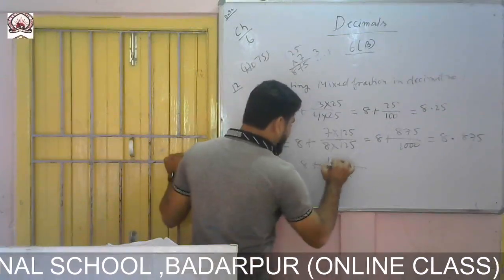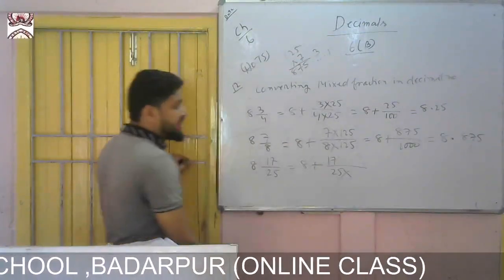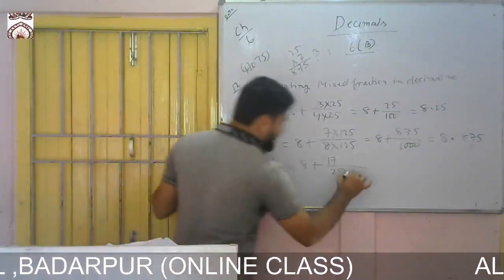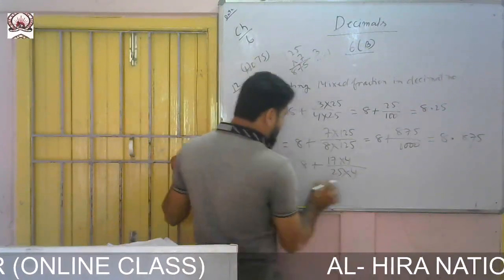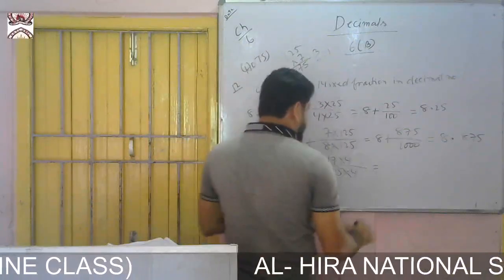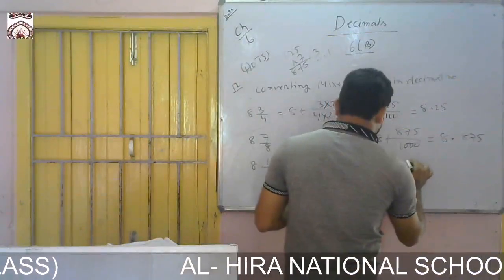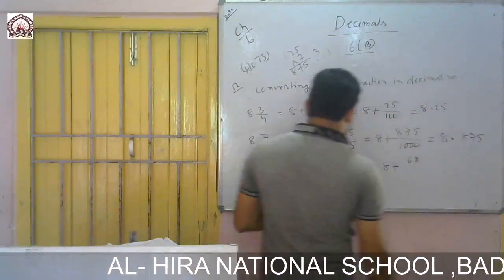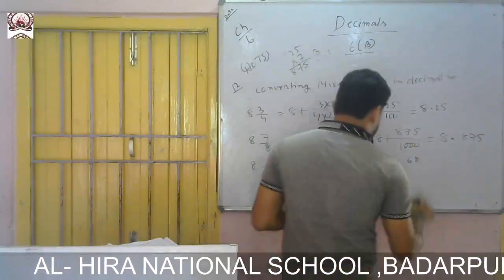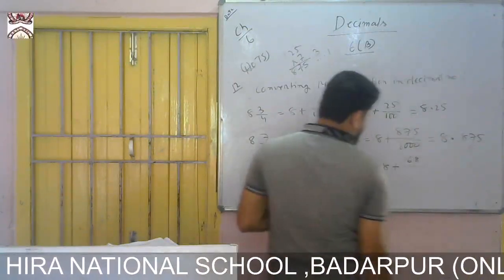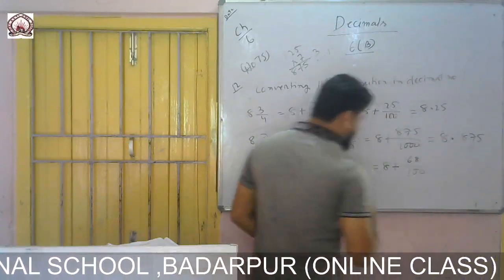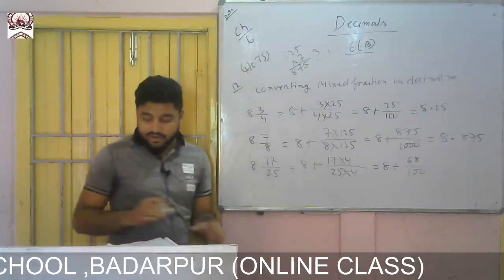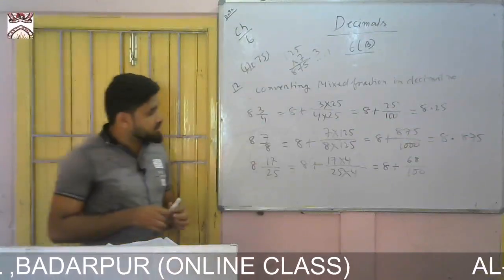Here, 17. So 25, how many times is 100? 4s are. So you multiply here by 4. Now the denominator becomes a multiple of 10. So 8 plus 68, 17 4s are 68, and here 100. Okay. So now what?